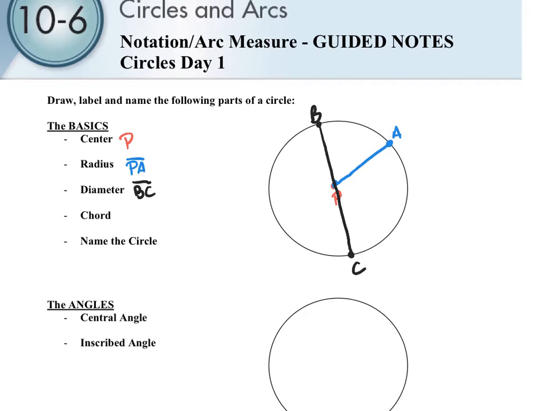Then a chord is just any line segment whose 2 endpoints are on the circle. So endpoint here and over here. Doesn't have to go through the center, just 2 endpoints on the circle. So segment DE is a chord.